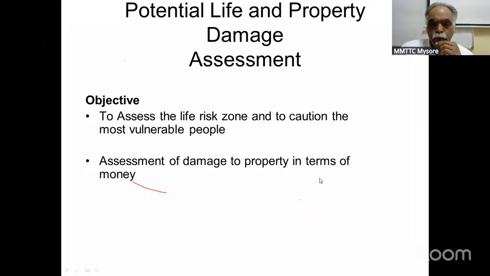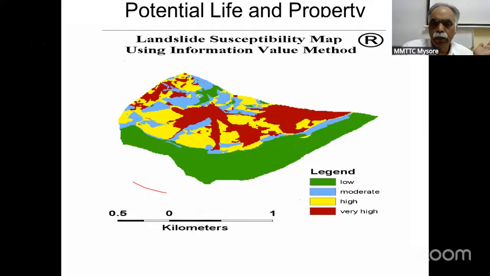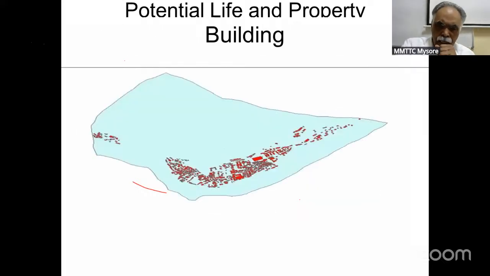Assessment of damage to property in terms of money. So what is the total money that will be damaged? What is the economic loss and what is the loss of people? So we have done the landslide zone, and based on the previous output that becomes the input of this, we have mapped the buildings based on the satellite images. The buffer zone has been created. If there is a landslide, it will not go more than 500 meters, or not more than 1 kilometer. So the buffer zone has been developed, and the houses have been mapped.